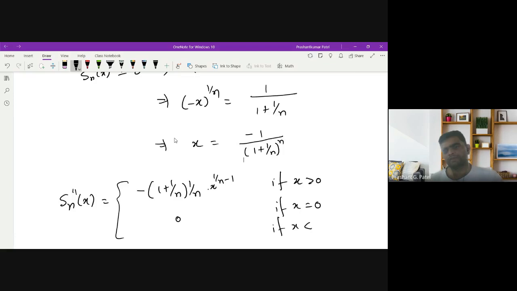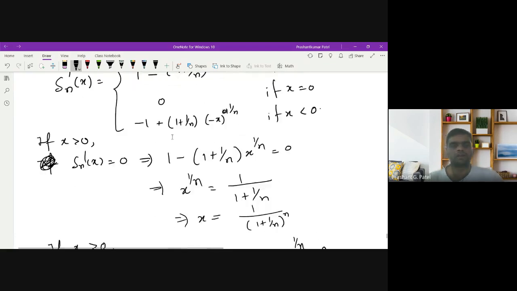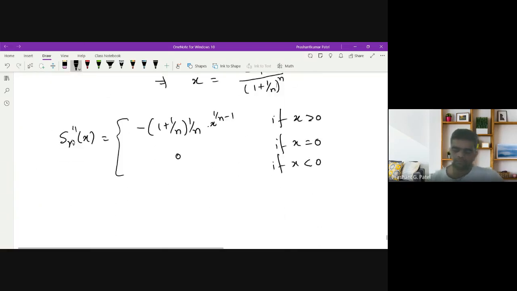If x is negative, then again the derivative of this quantity, the last term, that is minus 1, the derivative of minus 1 is 0. This 1 by n comes down, and the derivative of minus x is minus 1. So again 1 by n is down, 1 plus 1 by n, minus x raised to minus 1 by n, and the derivative of minus x is minus if x is negative.